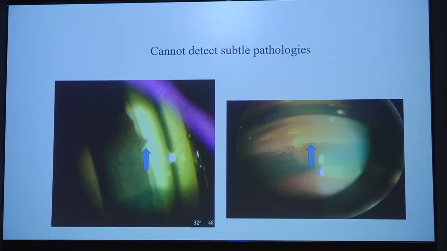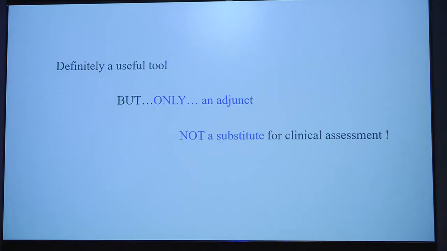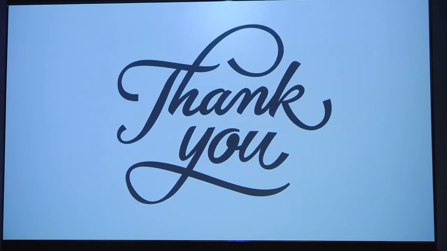Again, to reiterate and emphasize the same point, all these imaging technologies cannot detect subtle pathologies like goniosynechiae and pigmentation, which are so very important for the diagnosis and management of primary angle closure disease. So all this cannot be picked up on UBM and can only be seen in gonioscopy. So it is definitely a very useful tool, but only as an adjunct and definitely not a substitute for your clinical assessment. Thank you.